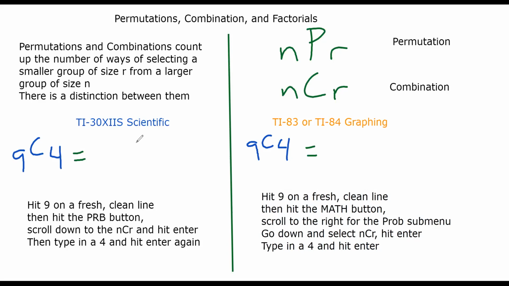What do y'all get for 9C4? 126. So in the case of 9 objects total, you want to know how many ways can I make a unique group of 4 from that? There's 126 different groups of 4 that can be pulled from that. How many 5-card hands are possible in poker?